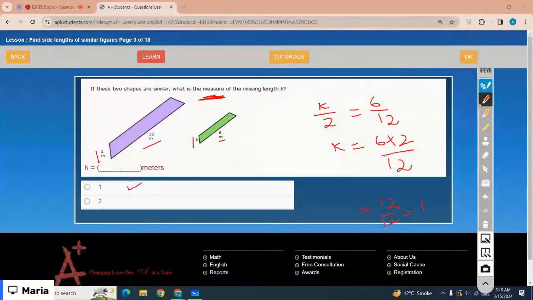K equals 1. Just Google the word measure, MEASURE. That is K equals 1. The correct option is K equals 1. Got it?